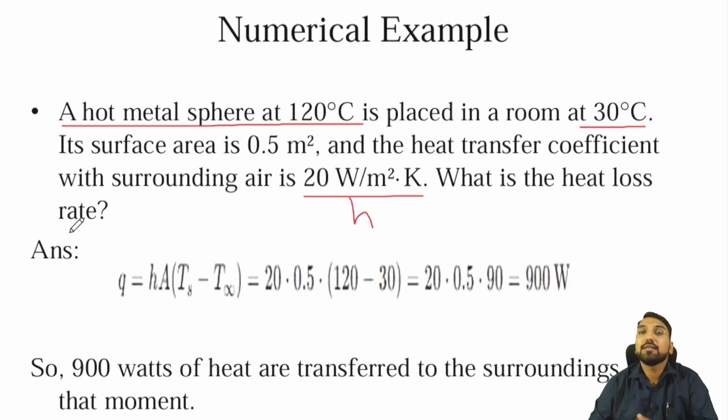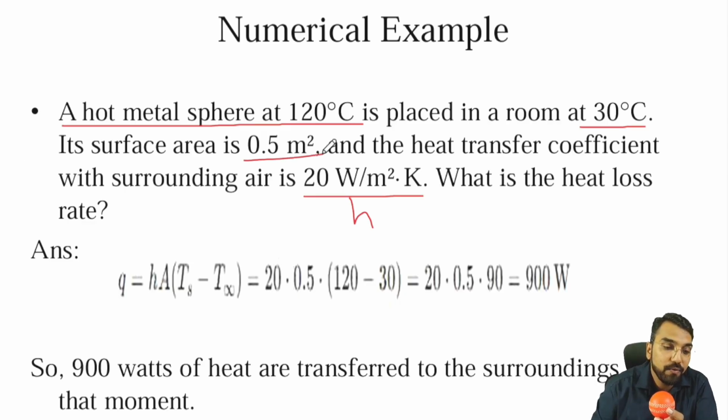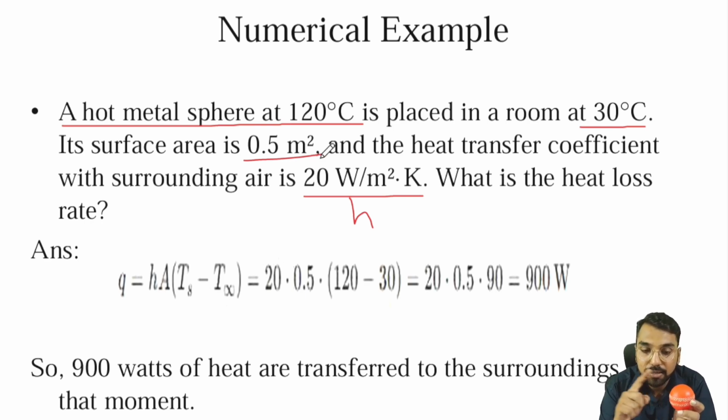It is simply asked by Newton's law of cooling. We have to calculate how much heat is dissipated or lost through that metal sphere. Let's consider this as a metal sphere with surface area 0.5 square meters, at 120 degrees Celsius, while the surrounding room temperature is 30 degrees Celsius. How can we calculate how much heat is transferred? Just by using Newton's law of cooling.